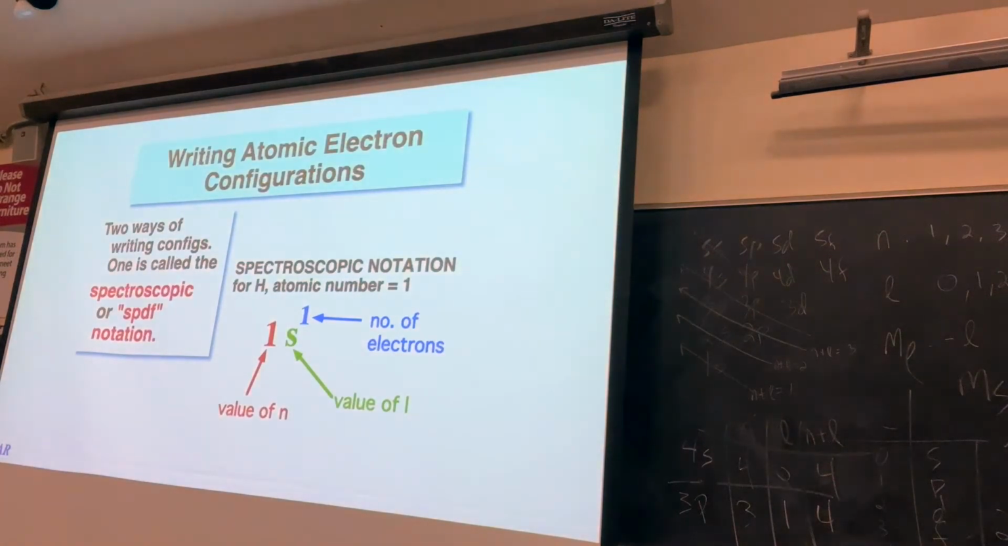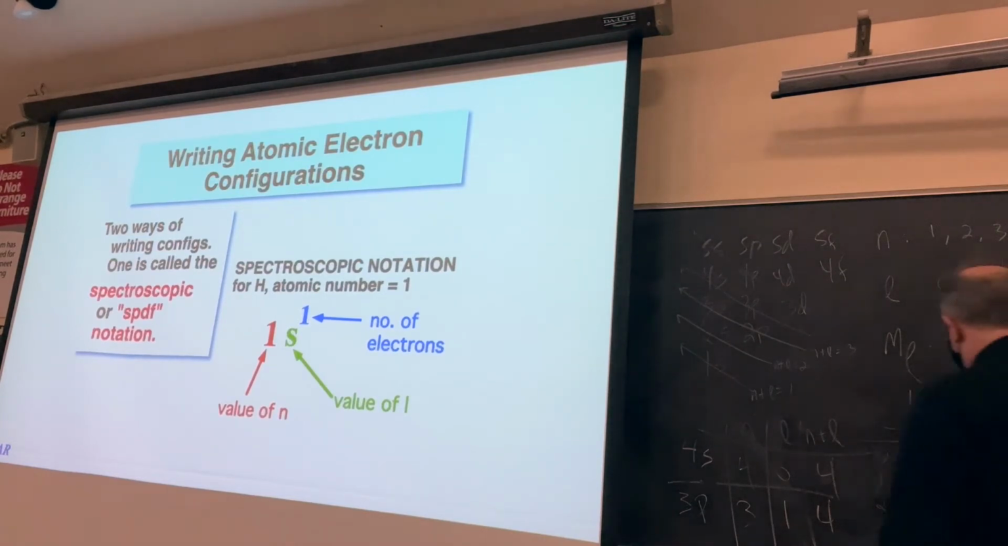Okay. So what we're going to do now is start actually putting the electrons in the orbitals and the subshells. And there's two main ways that this is done in chemistry. The most common way is what they call spectroscopic or spdf notation. And when I said earlier like 1s2, 2s2, that really is spectroscopic. Now, 1s is our good old n-l notation. And again, the number outside is just the n value, and the letter corresponds with the l value.